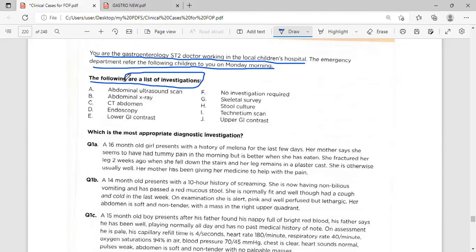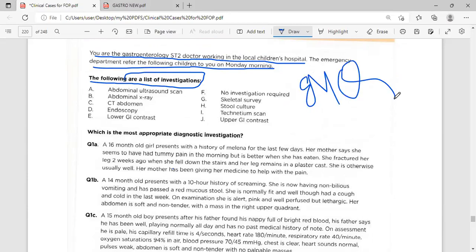This is basically an EMQ. In the exam, FOP and task both will have about 6 EMQs, and the rest are best of 5. This is the format of EMQ: you will be given about 9 to 10 options, and then some scenarios, and you have to match the option with the scenario. These are the investigations and these are the scenarios. What is the most appropriate diagnostic investigation? Let us go through our first case.